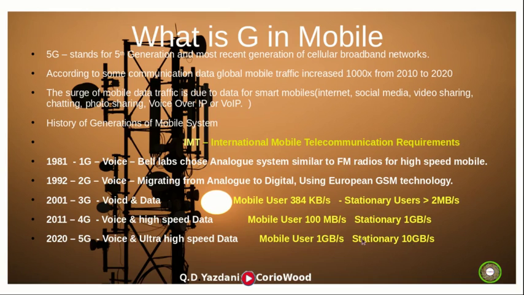So this is crazy speed, and even this one's crazy. With 1 GB you guys can download 1 movie per second. So in 10 seconds you guys can download 10 movies. This is crazy speed for a mobile user, and this technology is from 5G.